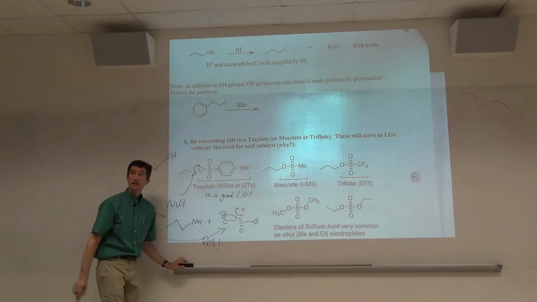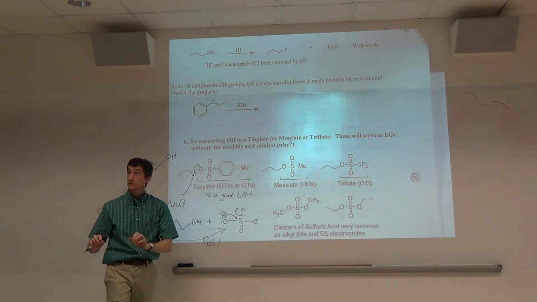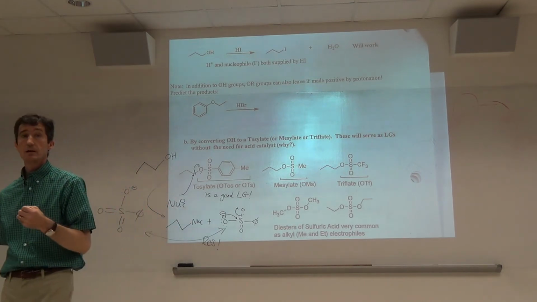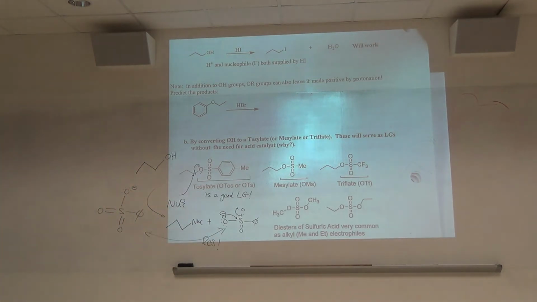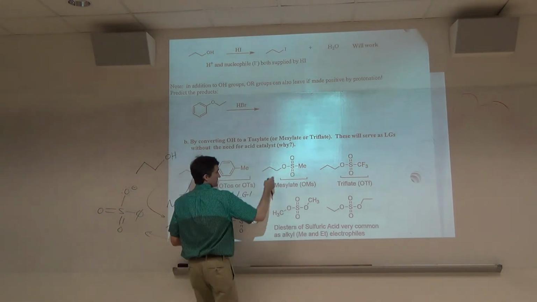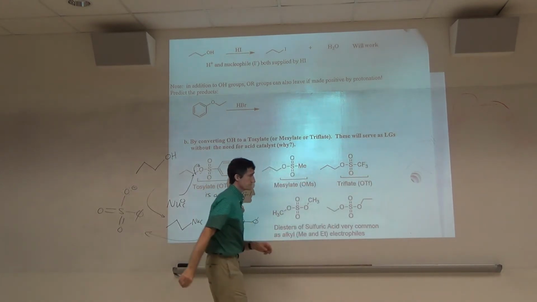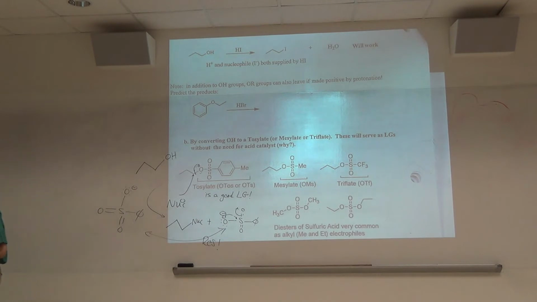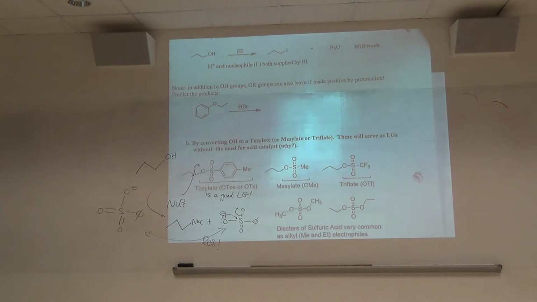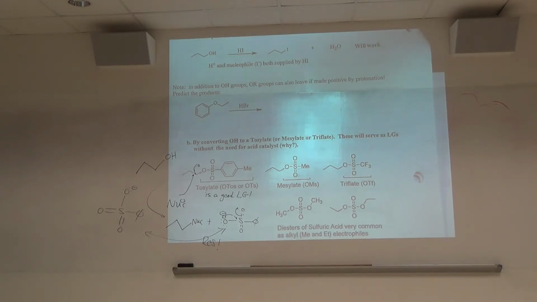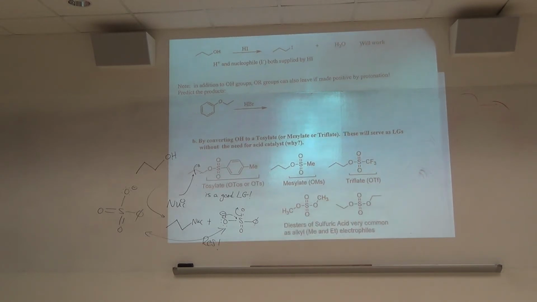So your tosylate, this is called a tosylate, is a resonance stabilized anion that will serve as a leaving group without the need for acid. These others will also. You can kick off the mesylate or kick off that. So how do you convert the OH to the tosylate in the first one? We're going to look at that briefly. That's down below. Let's go ahead and do that, then I'll come back and mention these two.